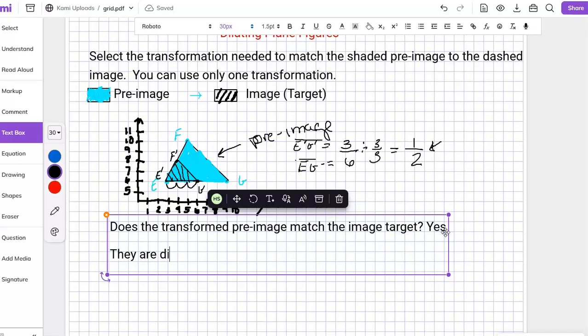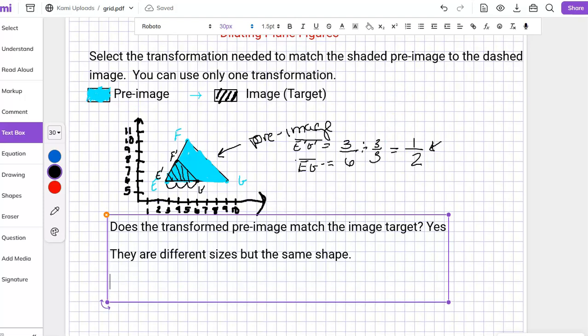They are different sizes, but the same shape. Be careful. We're used to hitting same size, same shape, same size, same shape, because that's what we put for our last three that we did because they were rigid motions. This is not a rigid motion because they're different sizes.